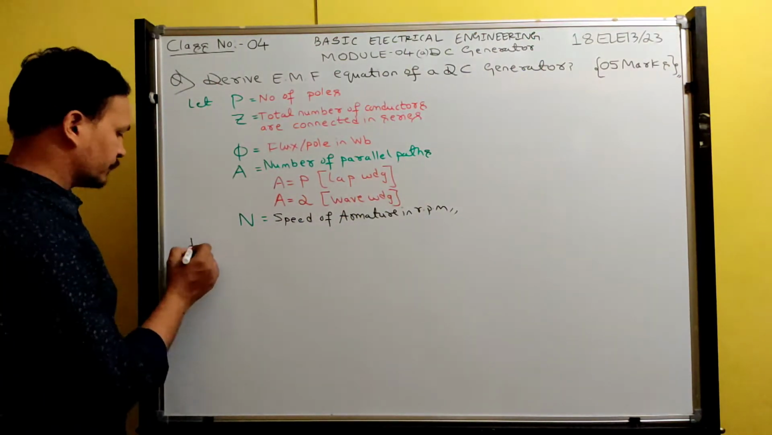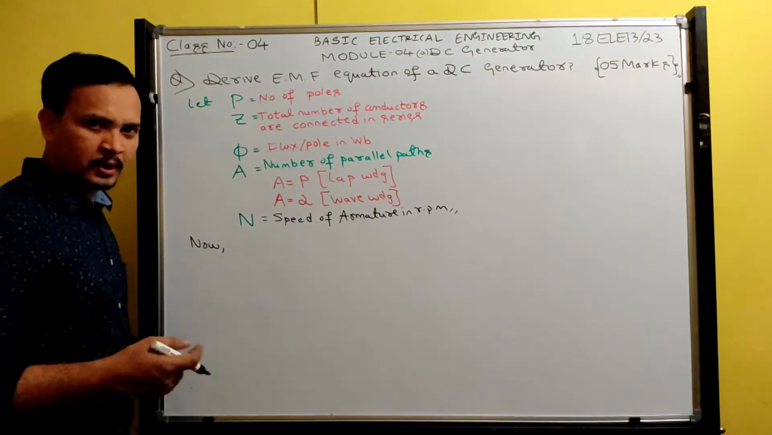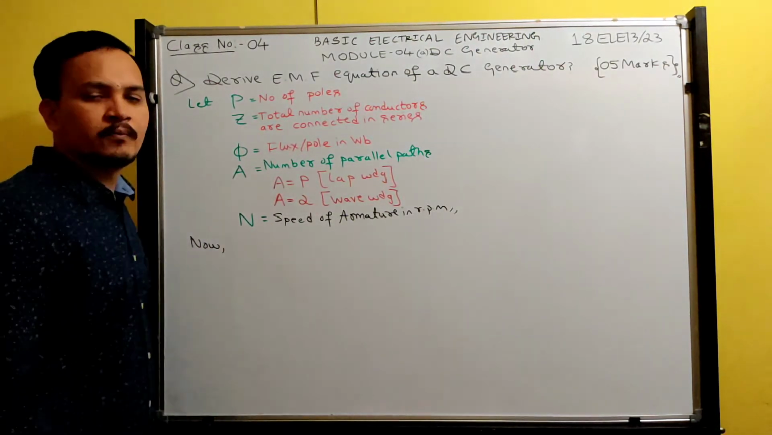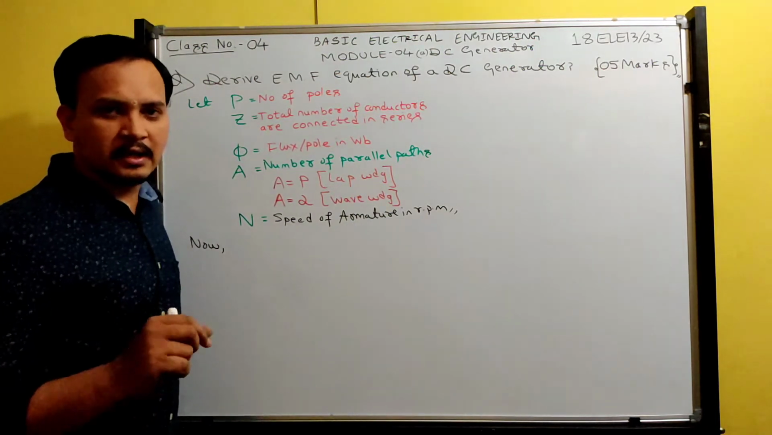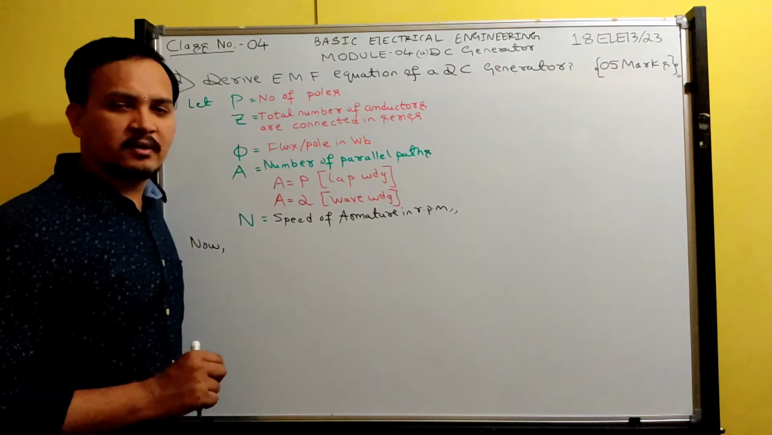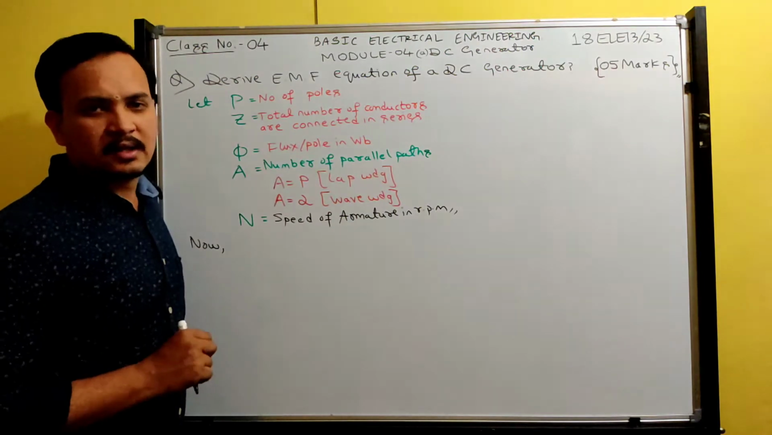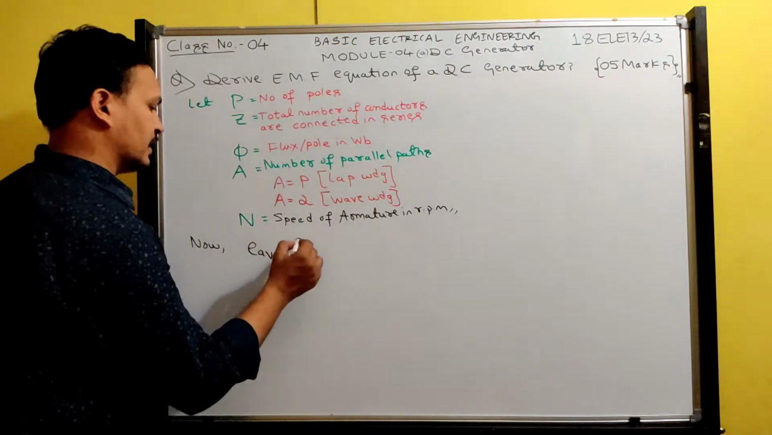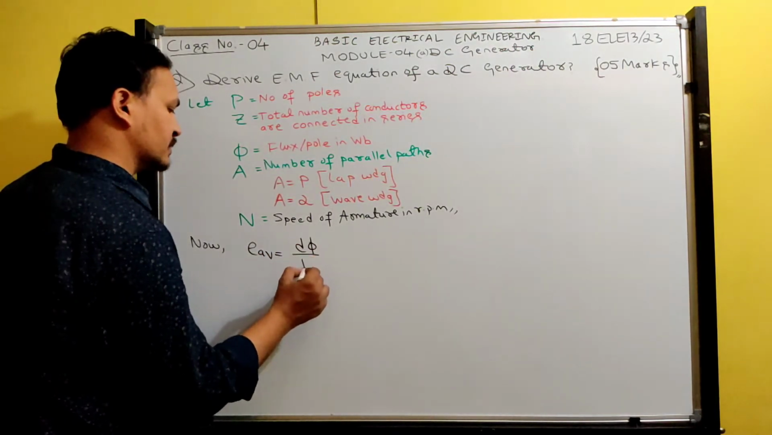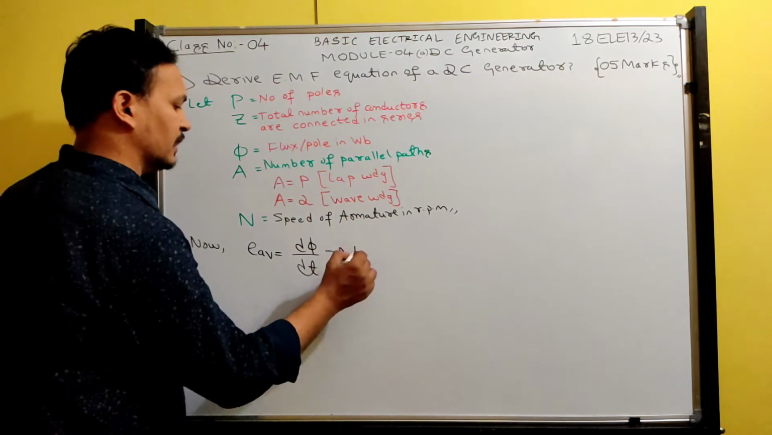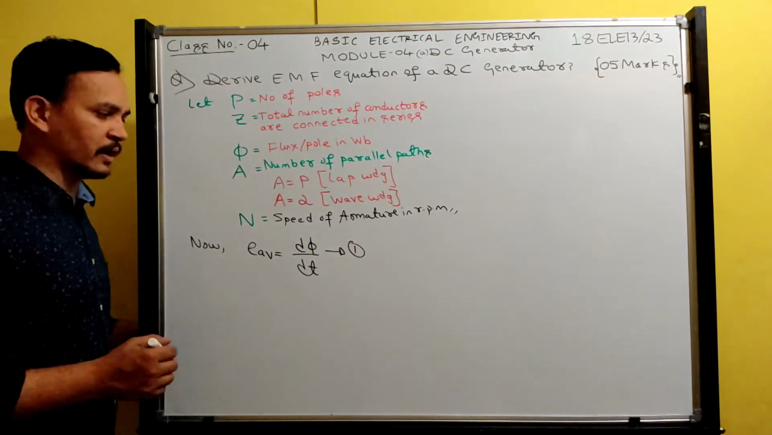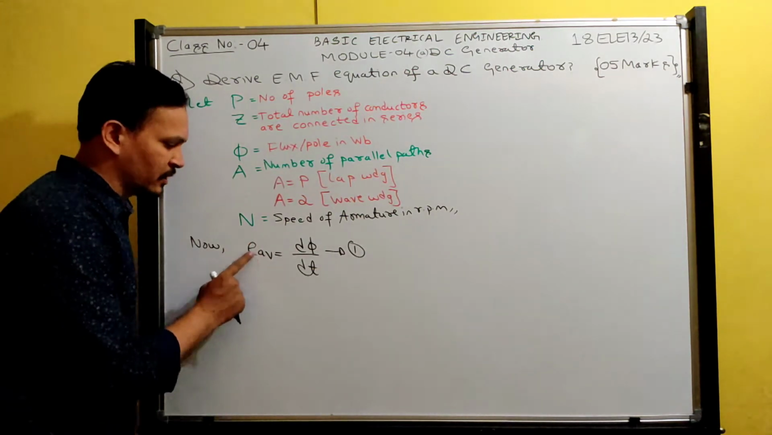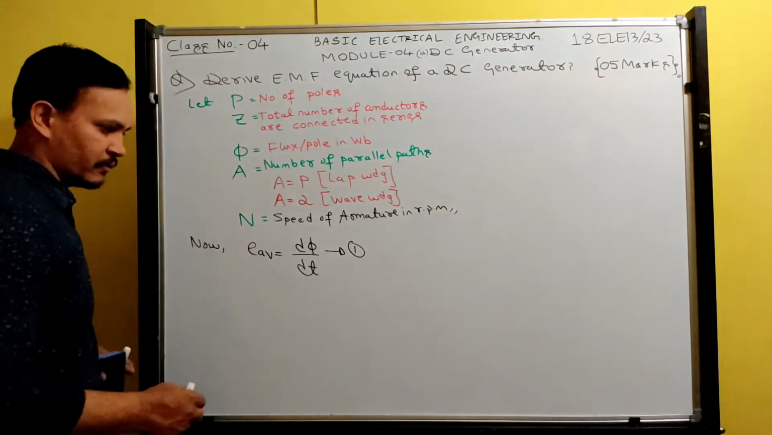Now I have dictated this, so you just copy down along with me. According to Faraday's law of electromagnetic induction, the average EMF induced in a conductor is given by E_av equals d phi by dt. Take this as equation number 1. What is d phi?